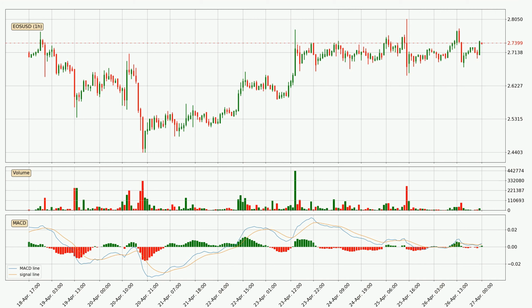When we now look at the current hourly MACD, the MACD line is above the signal line, meaning that the trend is currently on the up. The MACD histogram shows that the momentum is currently strong and it could be expected for the price to go further to the upside.